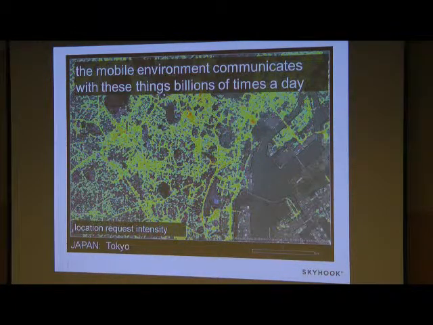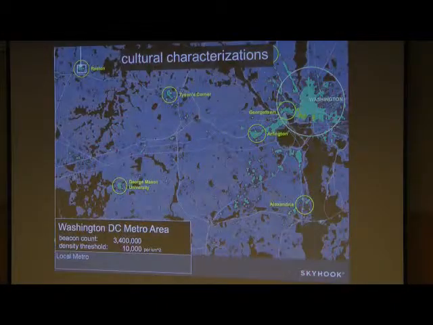And this is just a basic intensity surface, a density surface, a kernel density over Tokyo, showing where the hotspots of request are. And we return 10 million of these worldwide an hour or so. You can do great things with that in a very aggregated way.